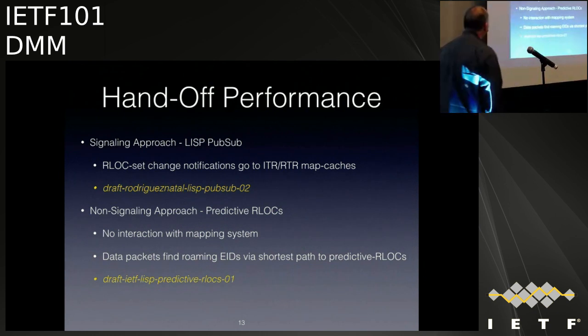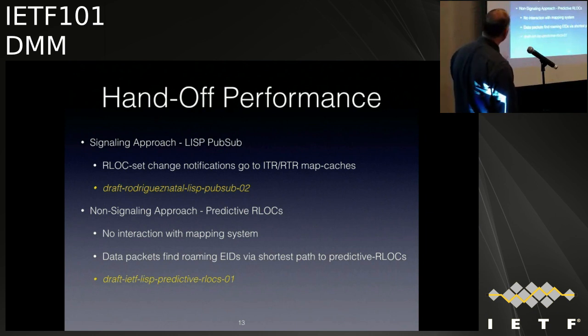Okay, so handoff performance, like I said earlier, we have a signaling approach using LISP pub/sub, where whenever the RLOC set changes, the map server knows to notify the ITRs or the map caches that care about it. They send subscription requests at the same time they send map requests to the mapping system. That's the signaling way of doing it. Arguably that can work, but it is slower because you're trying to get the information when you need it.